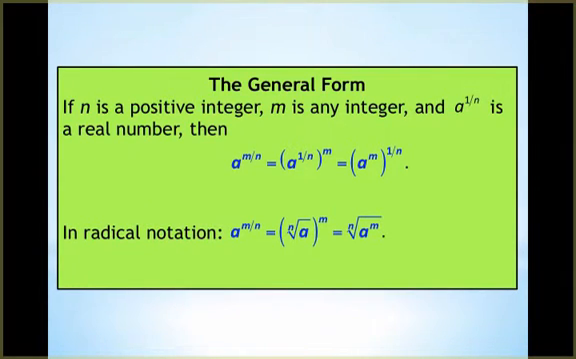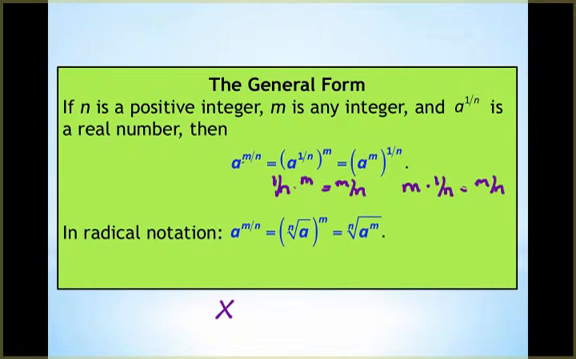Now, if n is a positive integer and m is any integer, and a to the 1 over n is a real number, so it's been defined that you can find the nth root of a, then a to the m over n is defined as a to the 1 over n, to the m. But remember that when we raise a power to a power, we multiply exponents, so that would give me 1 over n times m, which is m over n. Or it could be a to the m, to the 1 over n, which again would be the same thing. M times 1 over n would give you m over n. In radical notation, that looks like this: a to the m over n is the nth root of a to the m, or the nth root of a, to the m. So really what we're talking about is what happens when you're doing fractional exponents.